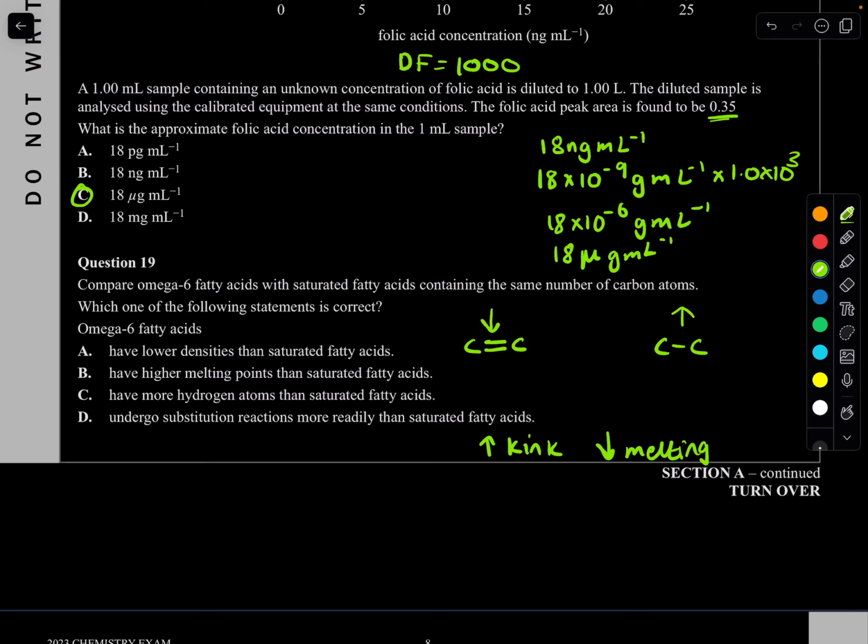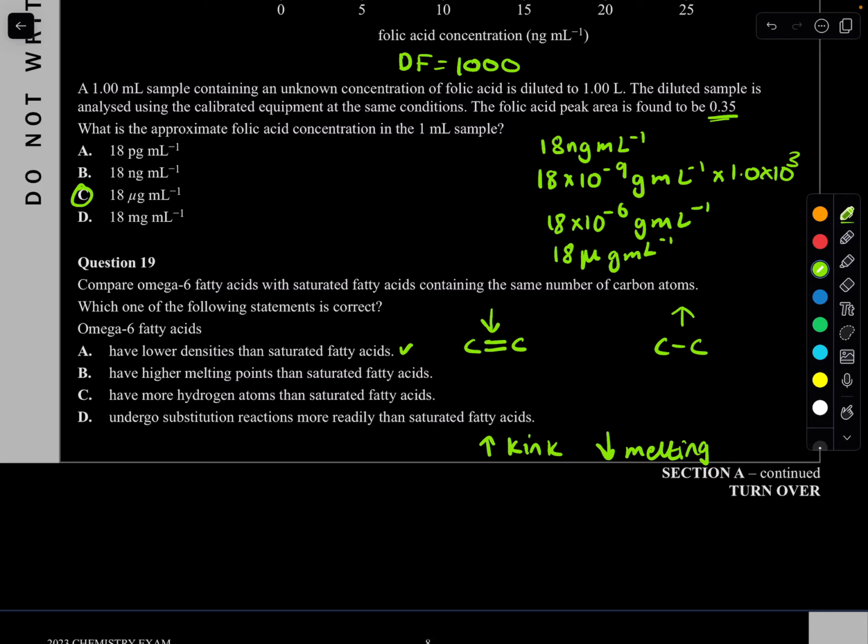compared to the saturated. Density is similar to melting point in this sense: density is how thick it is, and omega-6 has low density. So omega-6 fatty acids have lower density than saturated fatty acids, and that is true. They do have lower density because of the weak intermolecular forces.